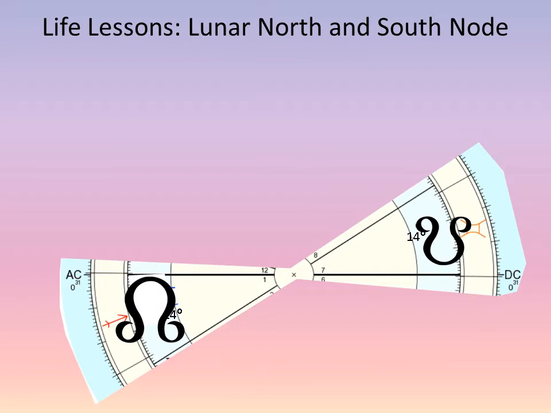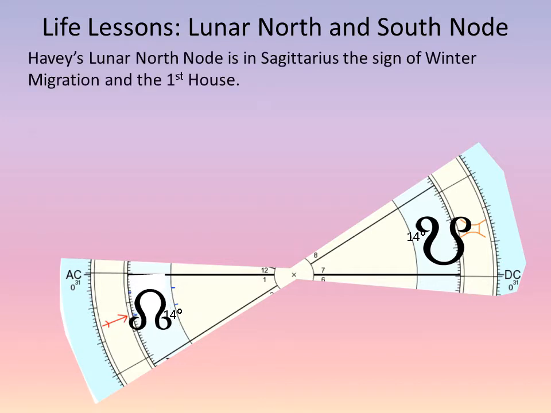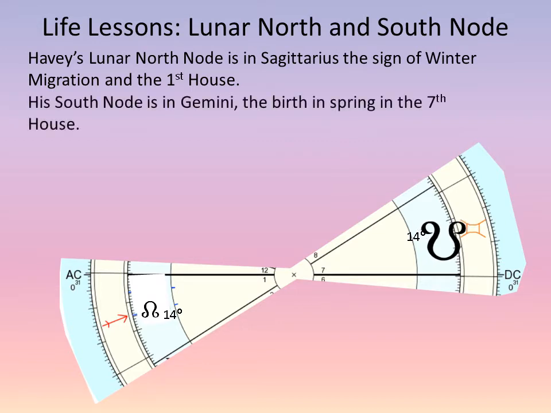So let's look at the life lessons that are described through the lunar north and south node. Harvey's lunar node is in Sagittarius, the sign of winter migration, in the first house. His south node is in Gemini, the birth in spring, in the 7th house, so new life in springtime. Kind of that fascination and wonder. So that's where his south node is.